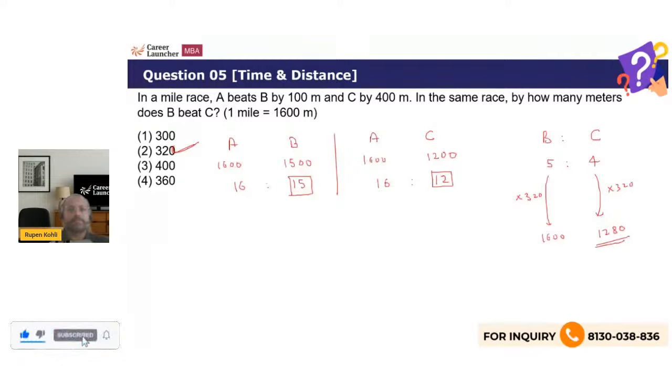Right. Pretty straightforward. If you understand the ratio concept, if the win margin is given, you can find the ratio of the speeds between the racers.